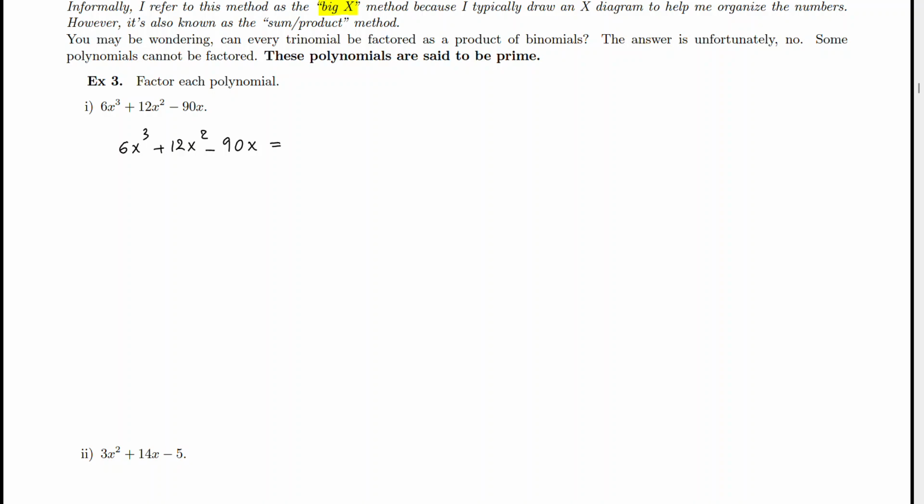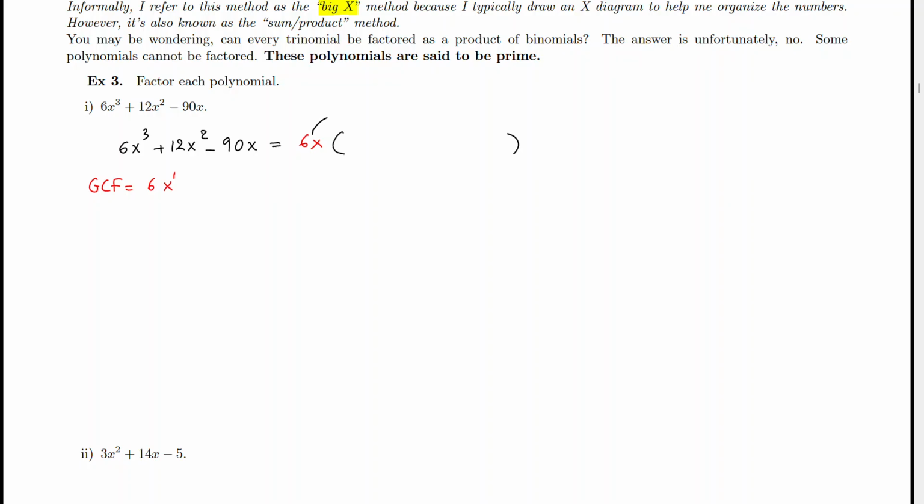And in this particular problem, I should be able to find a common factor for the 6x cubed, 12x squared, and 90x. The common factor that I clearly can see is a 6 and an x, because 6 times 1 will be 6, 6 times 2 will be 12, and 6 times 15 will be 90. And I also see x cubed, x squared, and an x to the power of 1. So I grab the x with the lowest power, which gives me x to the power of 1 in my GCF.